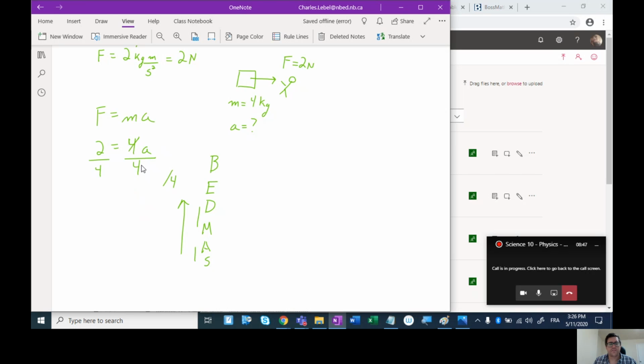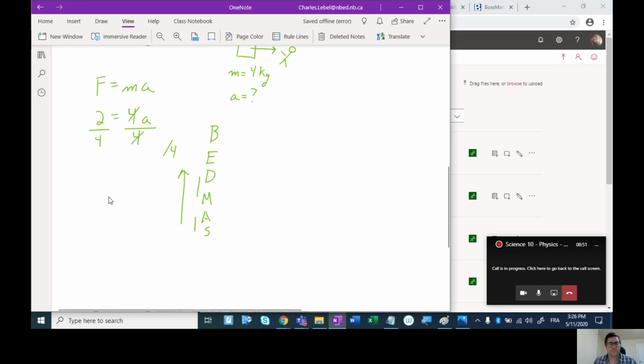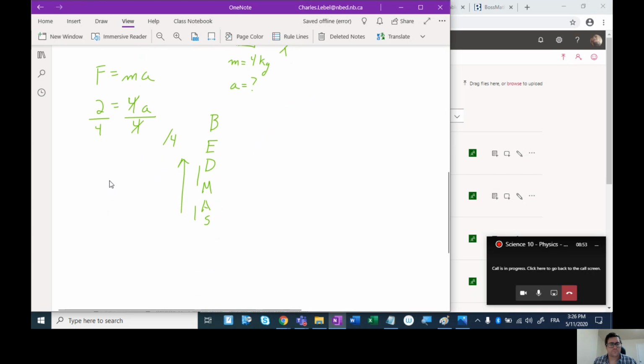So pay attention in math. It's going to matter in science from now on, if not already. So 2 divided by 4, nice. That's 0.5 equals a. Bingo. So what happened?